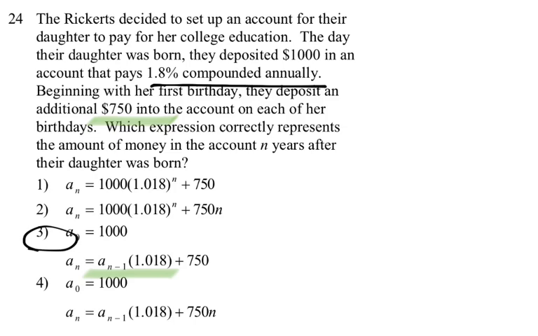The previous amount, whatever it was, has to be subjected to a 1.8% increase. 1.018 has to be multiplied to get the 1.8% increase. But on top of that, 750 will be added. And the following year, the 750 that we just added will be part of a sub n minus 1, which will be subjected to an increase of 1.8%. So, in fact, choice 3 will be the correct answer in this case.